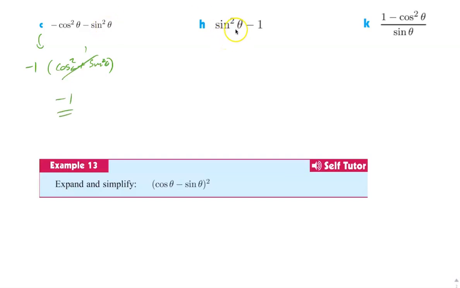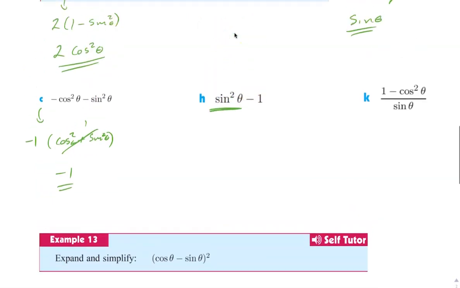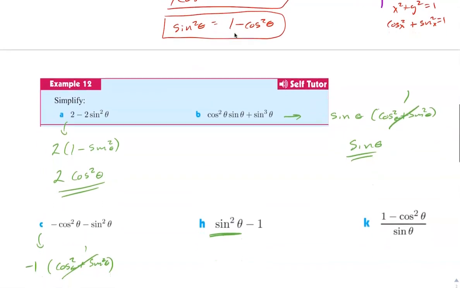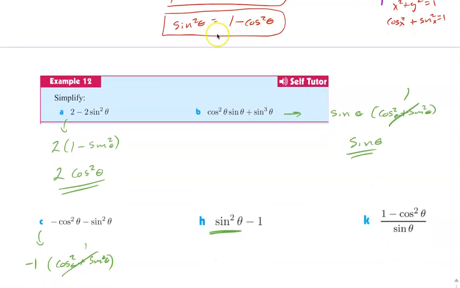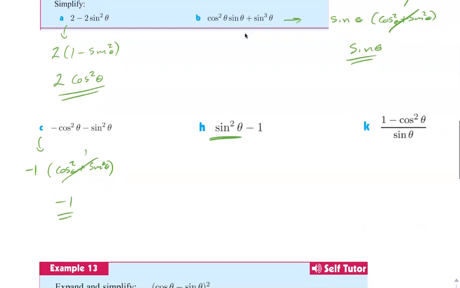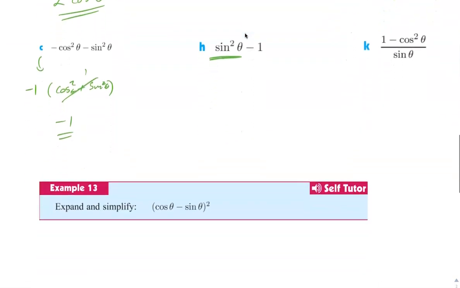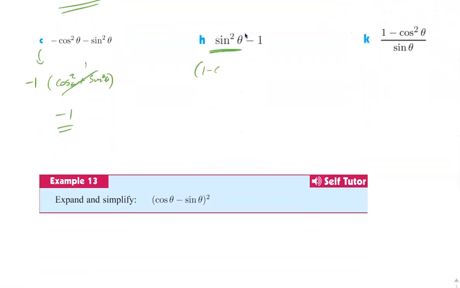The next one, I get sine squared minus 1. Now they want me to do something with it, so let's look at what sine squared is. Let's change that. What does sine squared equal? 1 minus cosine squared. So let's change it that way: 1 minus cosine squared, minus 1. In that case, parentheses don't really mean anything. The 1s cancel, 1 and a negative 1. I just get negative cosine squared.